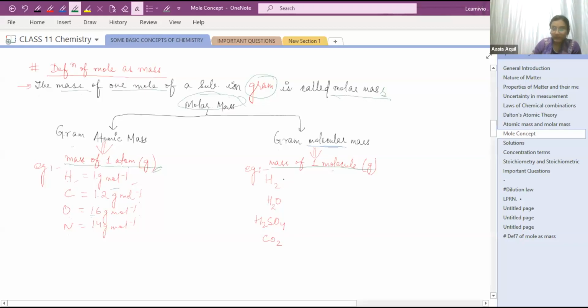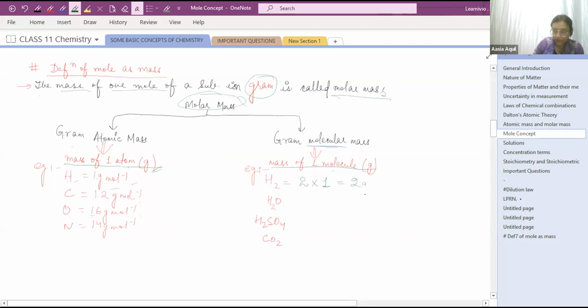Now see, it is for hydrogen, H2. Now it's a molecule, an H2 molecule, two atoms are there. So what we have to do? Number of atoms, which is 2, into the gram atomic mass of one atom. Mass of one atom is 1 gram per mole, right?